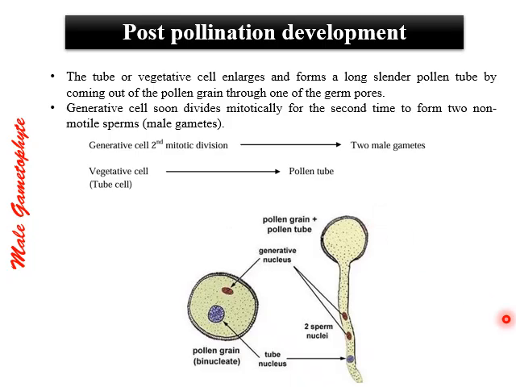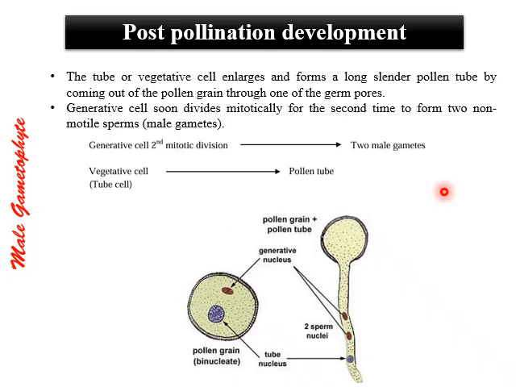Once the pollen grain is released from the microsporangium, through the different pollinating mechanisms, the pollen grain reaches the stigma part of the flower. Once it gets a compatible stigma, it starts sucking the nutrients from the stigma, and then the tube or vegetative cell elongates and forms a long slender pollen tube by coming out of the pollen grain through one of the germ pores.